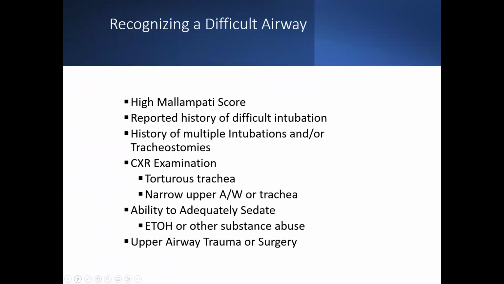Recognizing a difficult airway. This is something I guarantee is going to be on the exam. So a high Mallampati score, I have a separate slide on that, ranges from 1 to 4, 4 being the most difficult. Reported history of difficult intubation. History of multiple intubations and/or tracheostomy. So tracheostomy, they could have some scarring distal beneath the vocal cords.